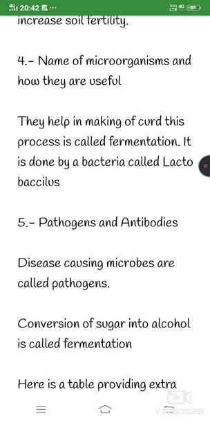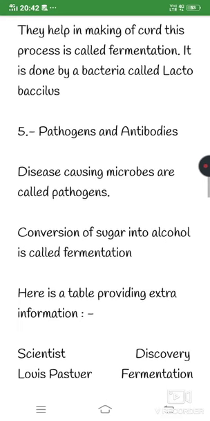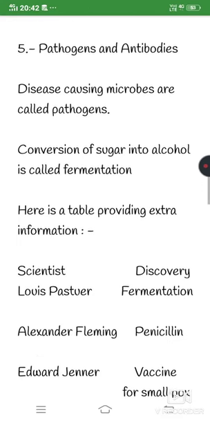Pathogens and antibiotics. Disease causing microbes are called pathogens. Conversion of sugar into alcohol is called fermentation. Here's a table providing extra information.